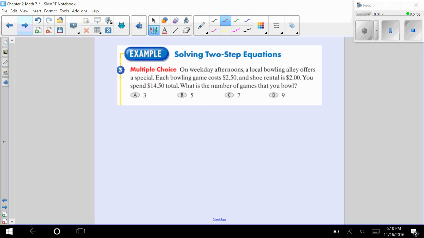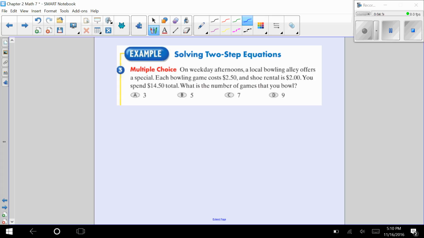Now let's look at a word problem. On weekday afternoons, a local bowling alley offers a special. Each bowling game costs $2.50 and shoe rental is $2. You spend a total of $14.50. What number of games did you bowl?